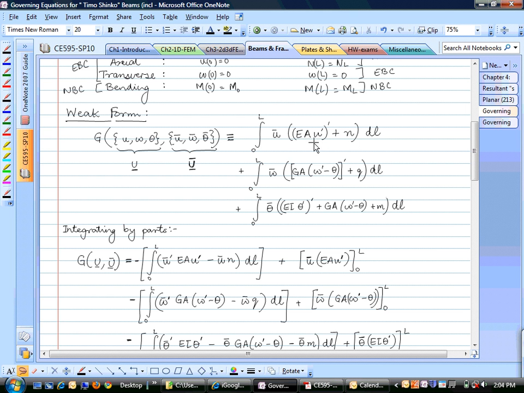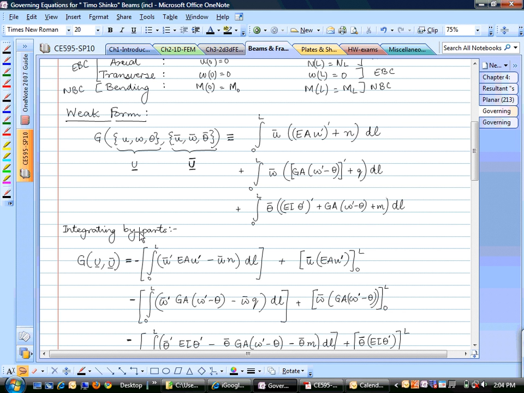So this is the first equation, the axial equation. You multiply it with a virtual axial displacement. So this is the weak form that I'm just writing out. These are the real displacements or generalized displacements. These are the virtual generalized displacements. Then take the second equation. This is your transverse equilibrium multiplied with virtual transverse displacement. This is the bending equation multiplied with virtual rotation. Add them up, and that's it. This is your definition of the weak form.